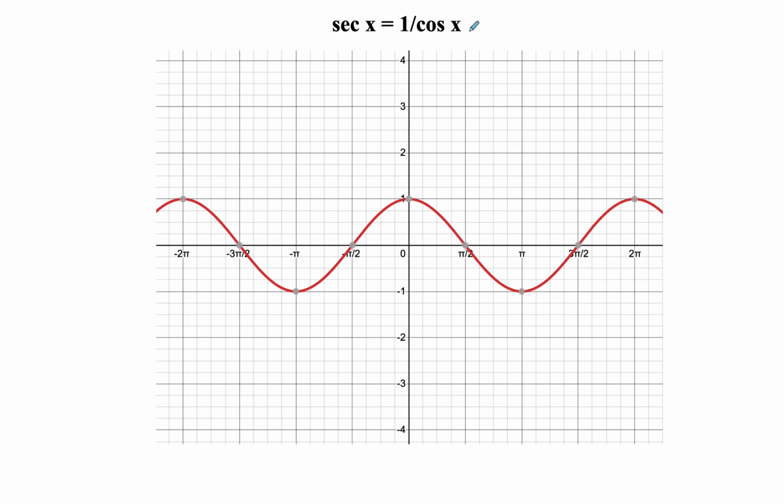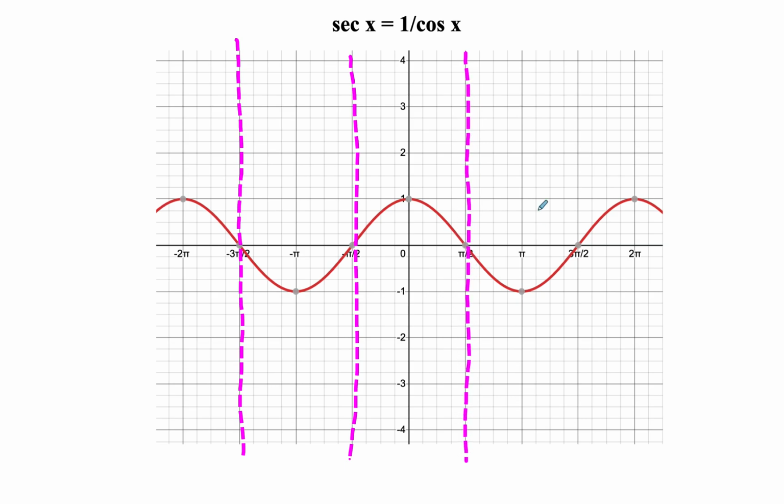So similar to what's happening when we do 1 over cosine, this is a graph of cosine, right? We are going to see that secant is going to have an asymptote whenever cosine is equal to 0. So here, right? Now something else interesting happens too.